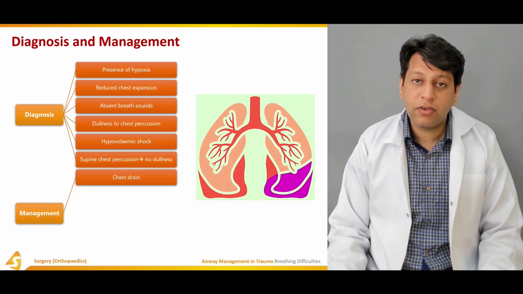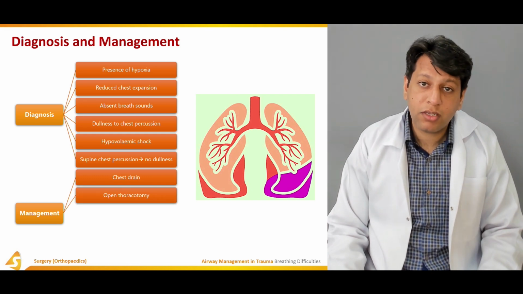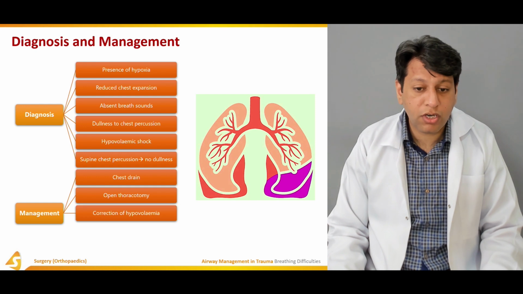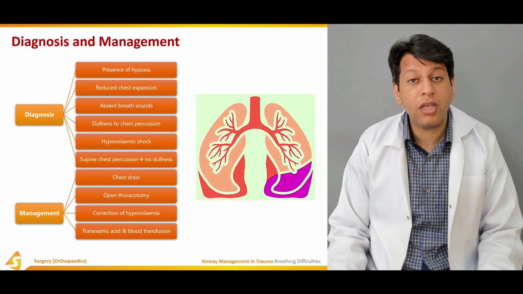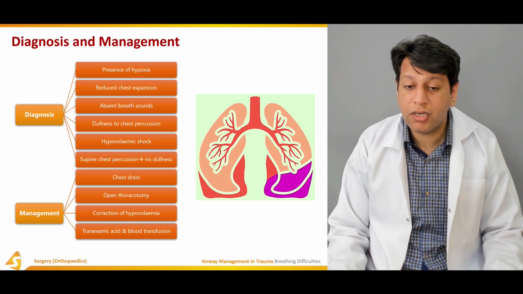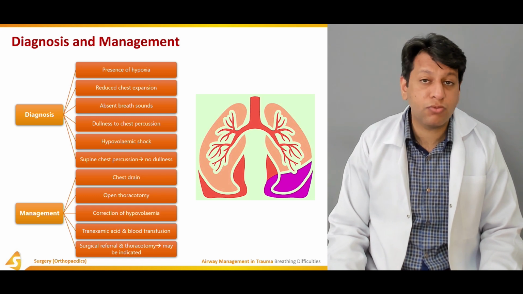Management. The first is the chest drain, which is important. Or if the patient has a massive hemothorax, we may need an open thoracotomy. And correction of hypovolemia, tranexamic acid and blood transfusion have to be given because there may be a massive bleed inside. Or surgical thoracotomy, which may be indicated, which is very important.